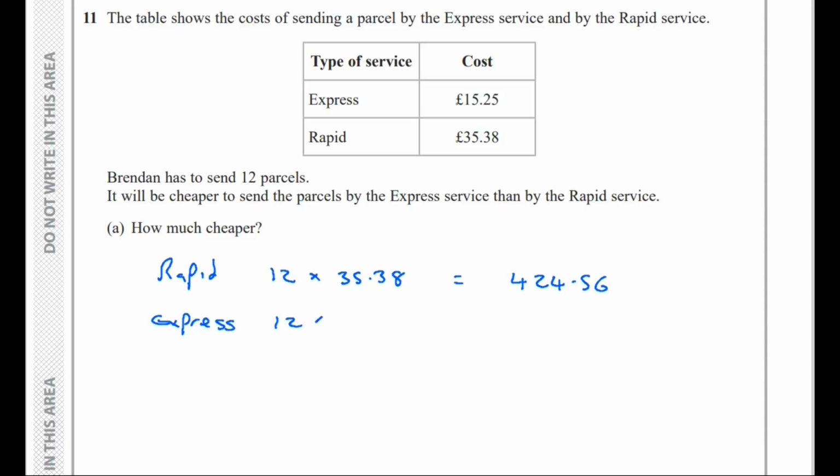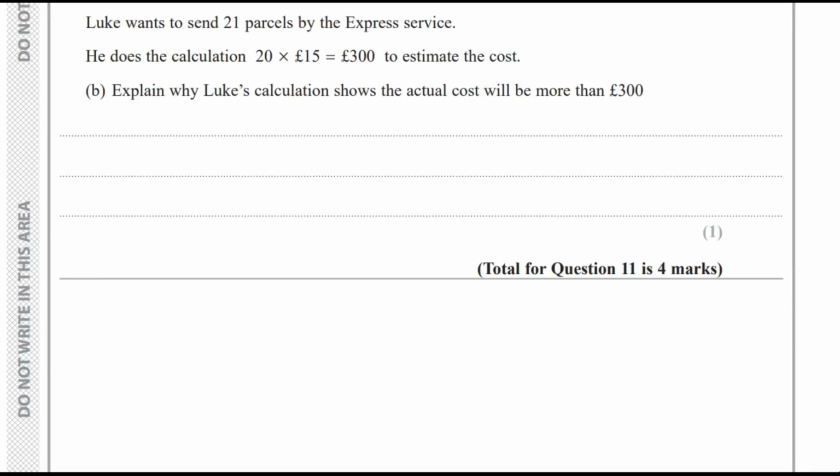On the other hand, we have the express, which we are told is cheaper. Well, that will be 12 times £15.25. So the total cost there is £183. And if we subtract one from the other, the difference is £241.56.